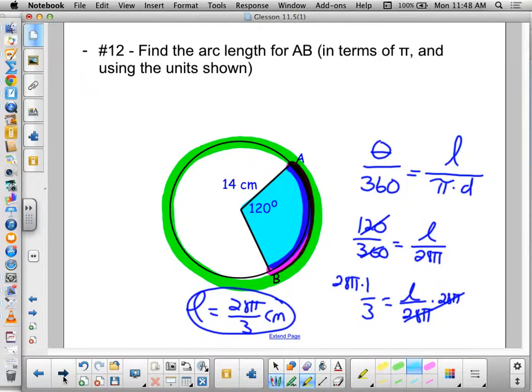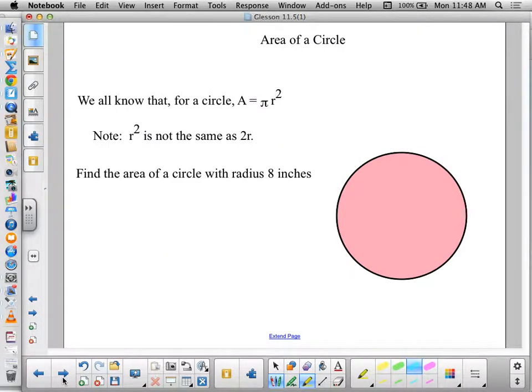What's the formula for that? So that's step one. Well, we all know the formula for area of a circle, don't we? Pi r squared. It's a pretty straightforward formula. We use it all the time. It's not one that you have not seen before. You've definitely seen pi r squared before. A lot of people get confused between r squared and 2r.